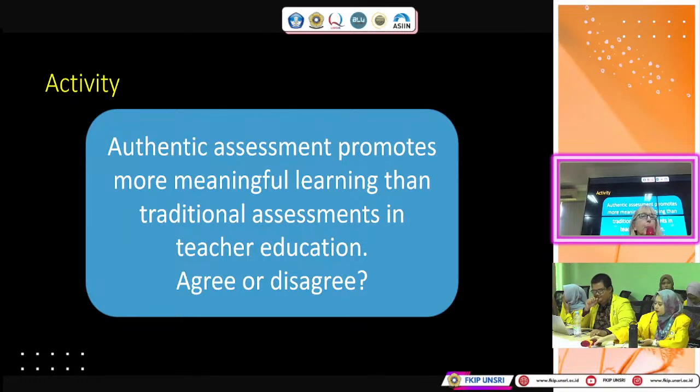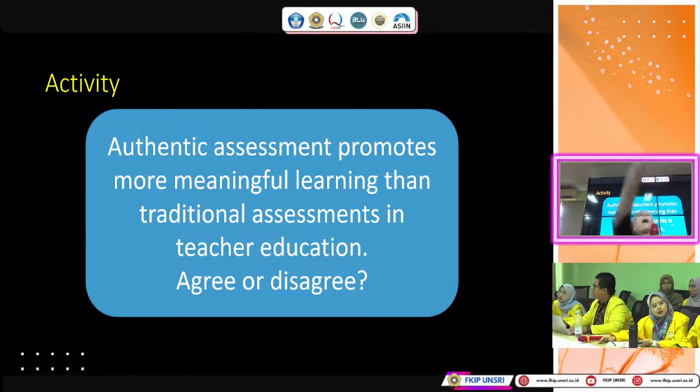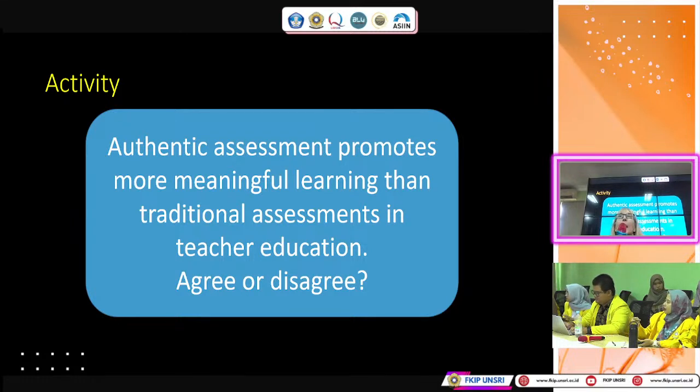Authentic assessment promotes more meaningful learning than traditional assessments in teacher education. Do you agree or disagree, and why? And I want to hear each one of you now. We have two microphones on two sides of the room. Each of the sides should give opinions. That's the question. And you don't stop at I agree or I disagree. You say why.